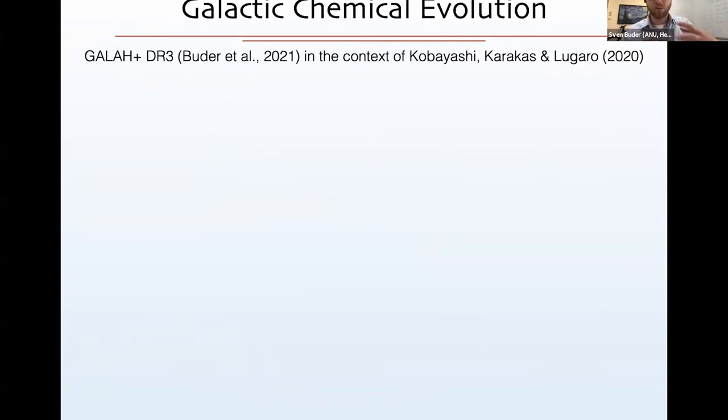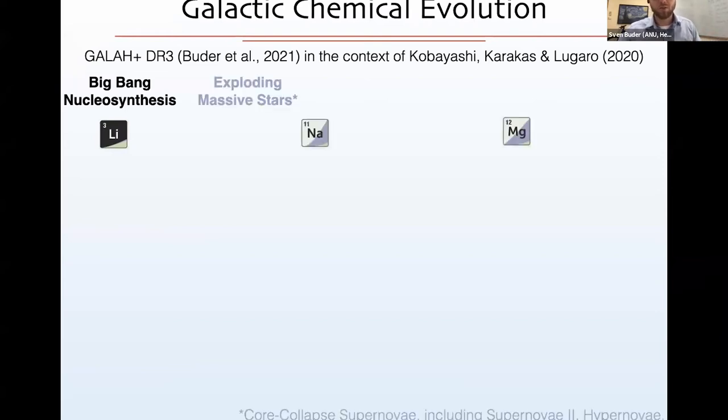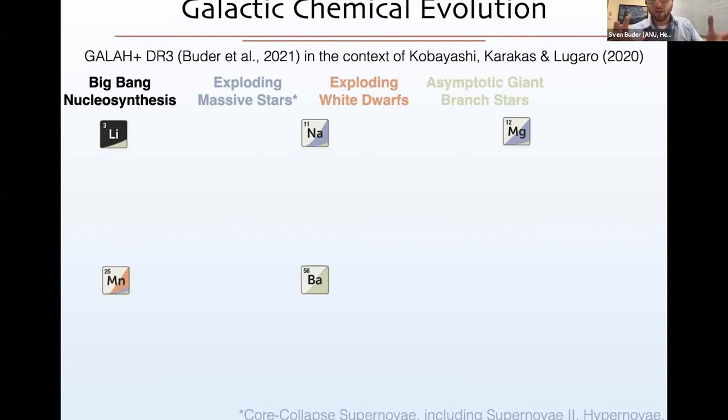Now, looking at the chemical evolution, that is something where we have a lot of theoretical work done by a lot of amazing people, including Chiaki Kobayashi, where we can try to figure out how different elements are actually synthesized. So elements like lithium, for example, are synthesized in Big Bang nucleosynthesis. We have a lot of exploding massive stars that contribute to a lot of elements like sodium, magnesium. Exploding white dwarfs contribute a lot, for example, to manganese. We have asymptotic giant branch stars contributing to a lot of different elements, but especially, for example, those like barium. And we have a combination, for example, for europium, where merging neutron stars are also very likely playing a role.